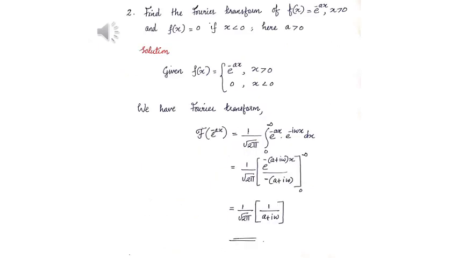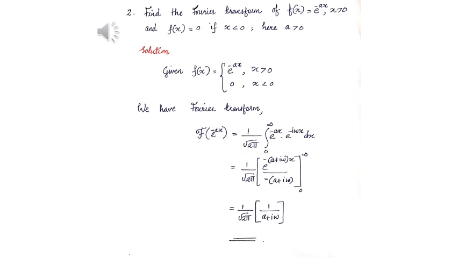Now let us see the second question. Find the Fourier transform of f of x is equal to e raised to minus ax for x greater than 0 and f of x is equal to 0 if x less than 0. Here a is greater than 0. Now our solution is given f of x is equal to e raised to minus ax for x greater than 0 and 0 for x less than 0.